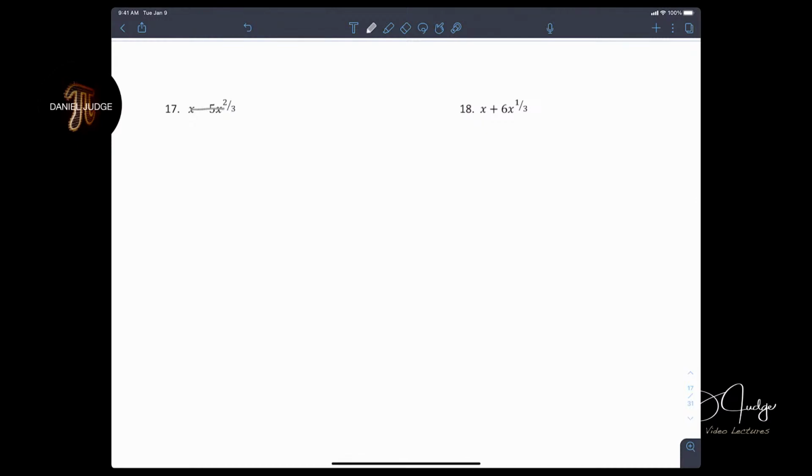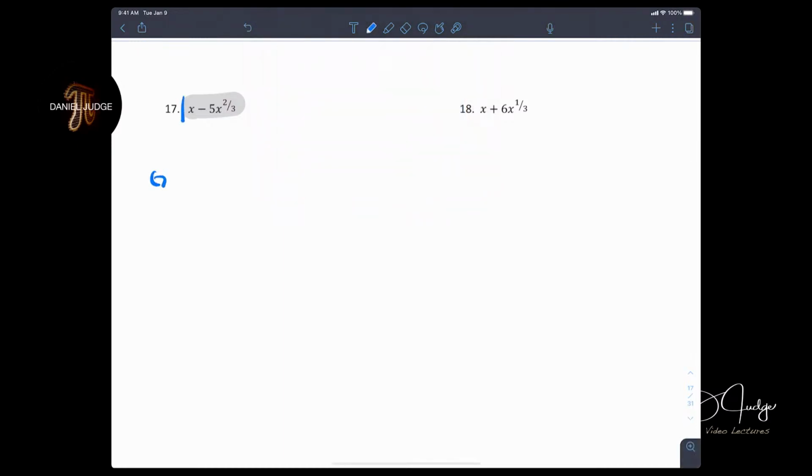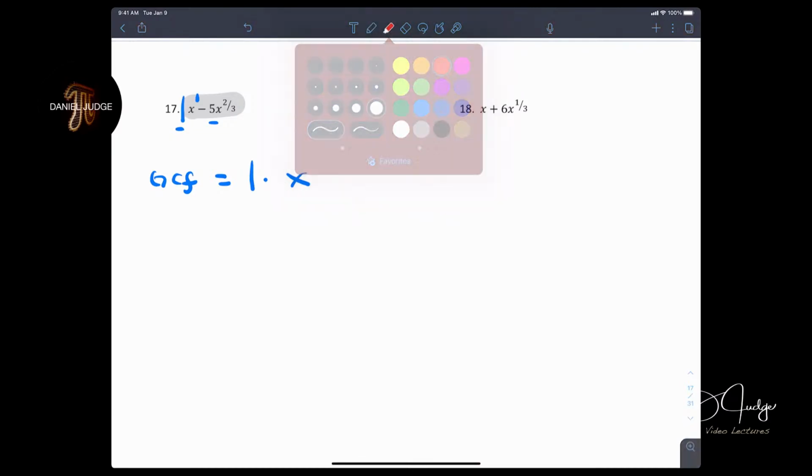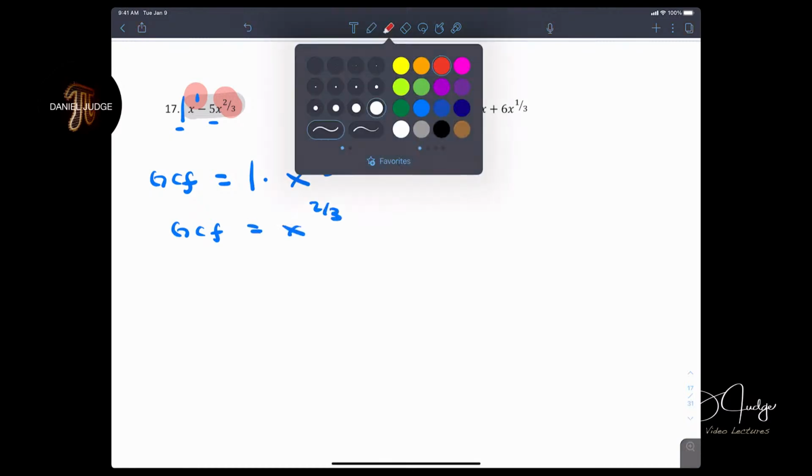Okay? This is the expression. We need the greatest common factor now. So remember, the GCF will be the greatest common factor of the terms. We need the GCF of 1 and 5, the numbers, and that's 1. And then the GCF of the variable, x to the smallest power. So I have to know what is smaller for the powers, 1 or 2/3. What is smaller is 2/3. So the GCF, ladies and gentlemen, is x to the 2/3 power. There's your GCF.